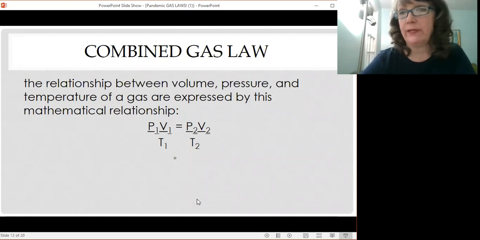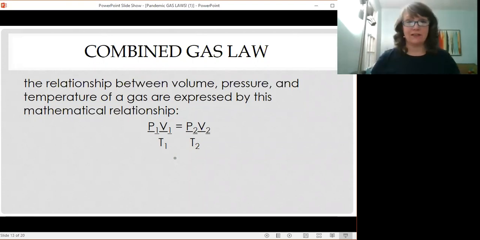And you can probably guess why it's called the combined gas law, because if you look at the top part, where you have the P1 times V1 equals P2 times V2, that looks like Boyle's law. But if you have the V1 over T1 and the V2 over T2, that looks like Charles' law. So when you put them together, we call them the combined gas law.